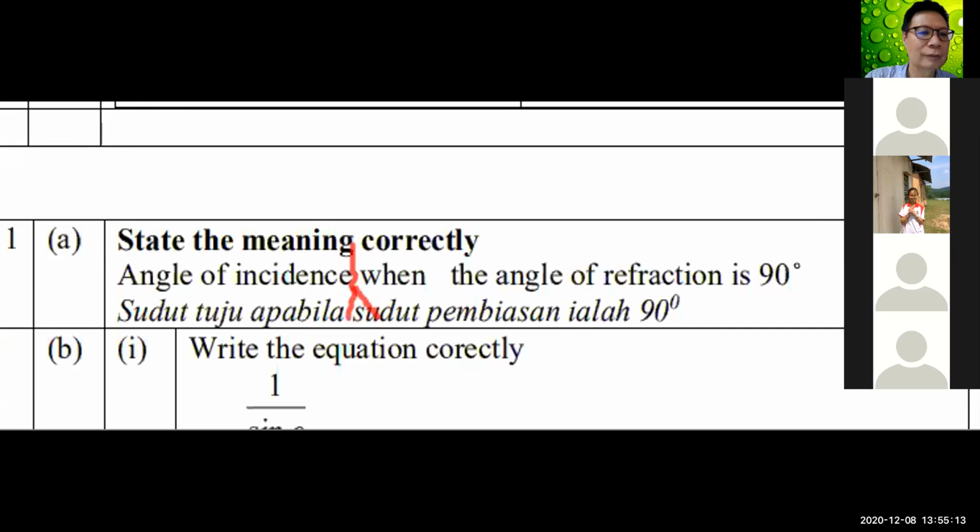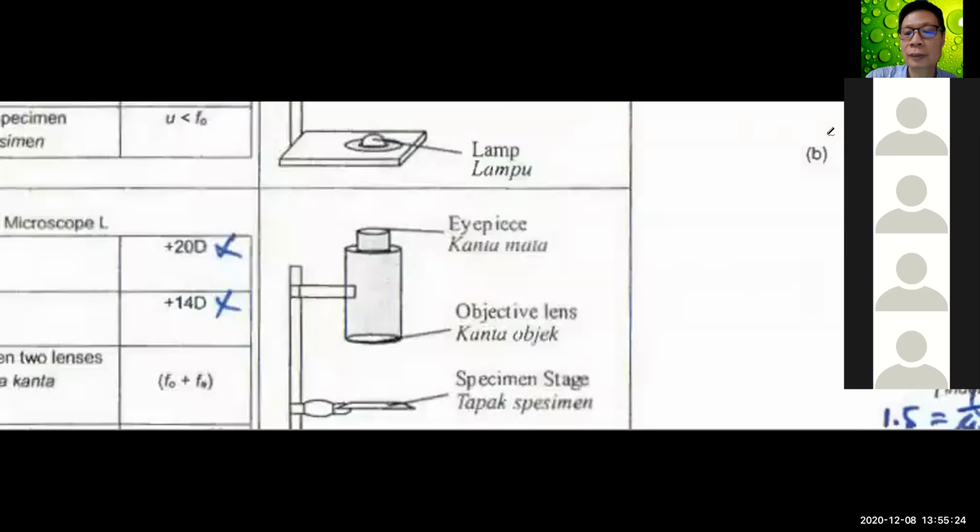Yes, sir. Vera Lim, do you understand? Vera, where are you, Vera? Yes. You are there, okay, good. Yeah. Vera, okay. All right, next one. Next question.